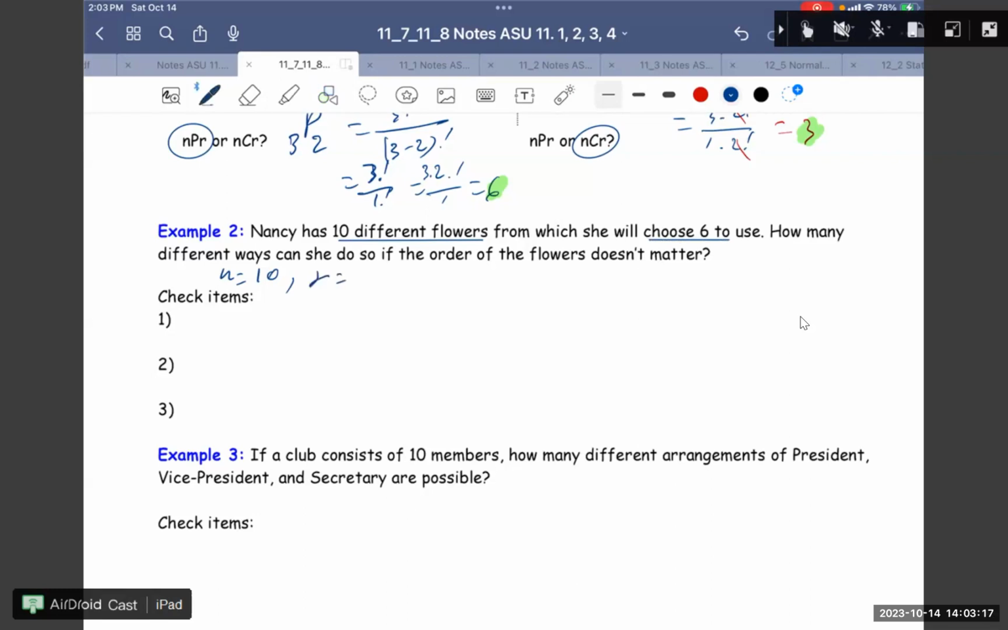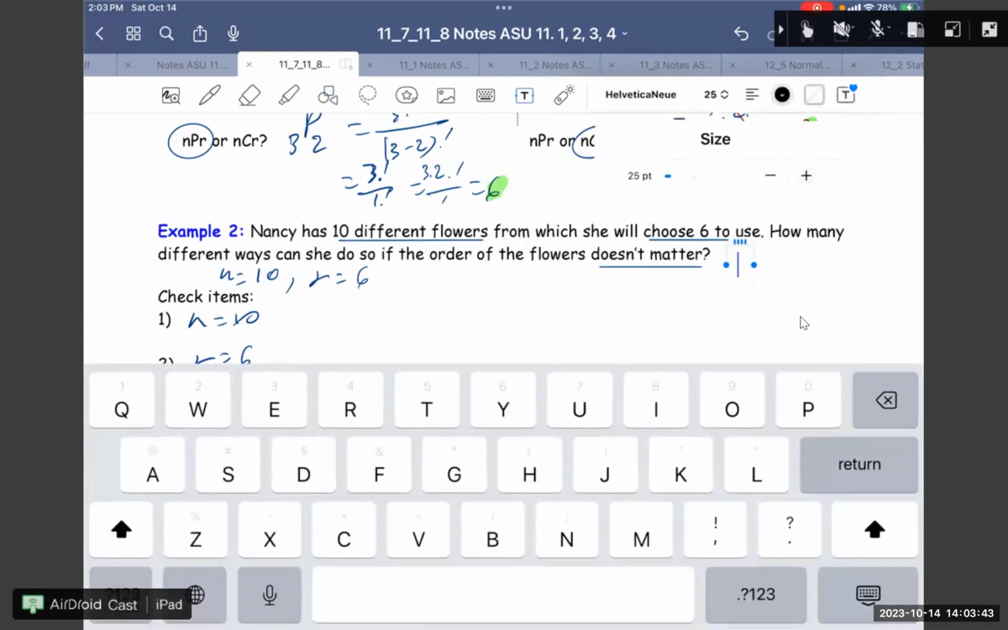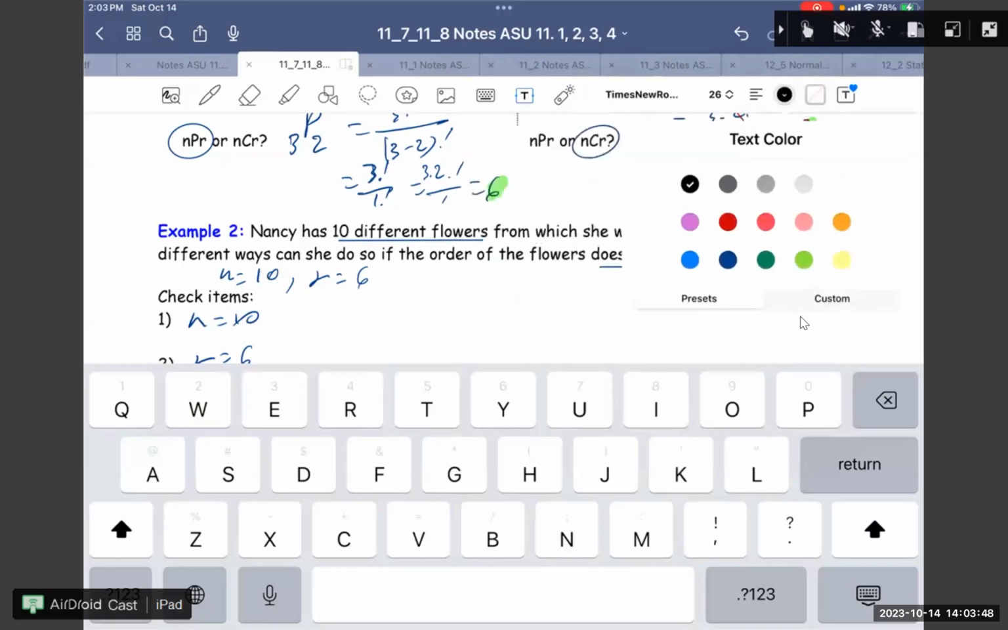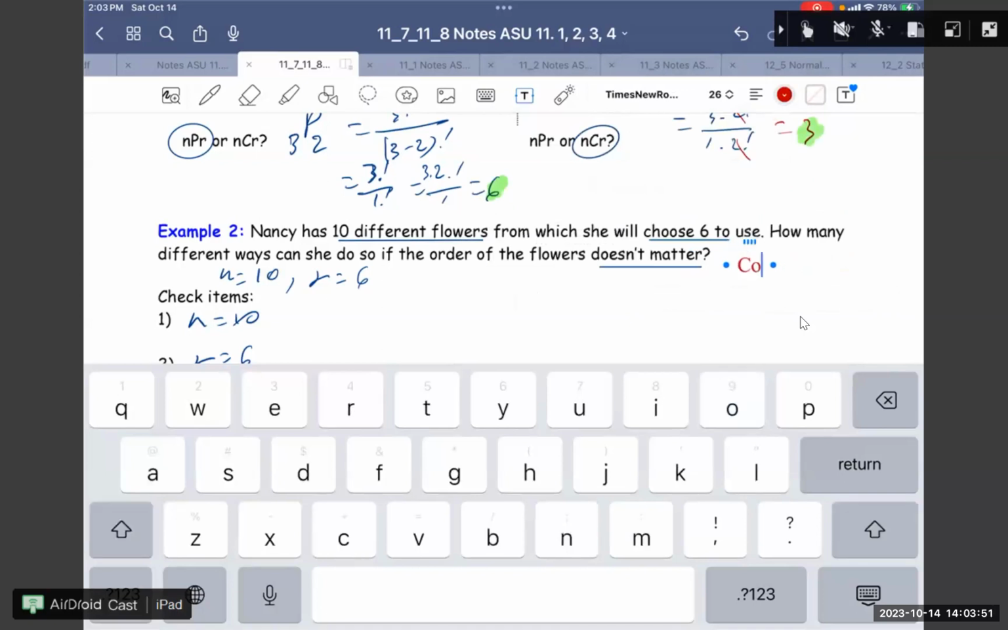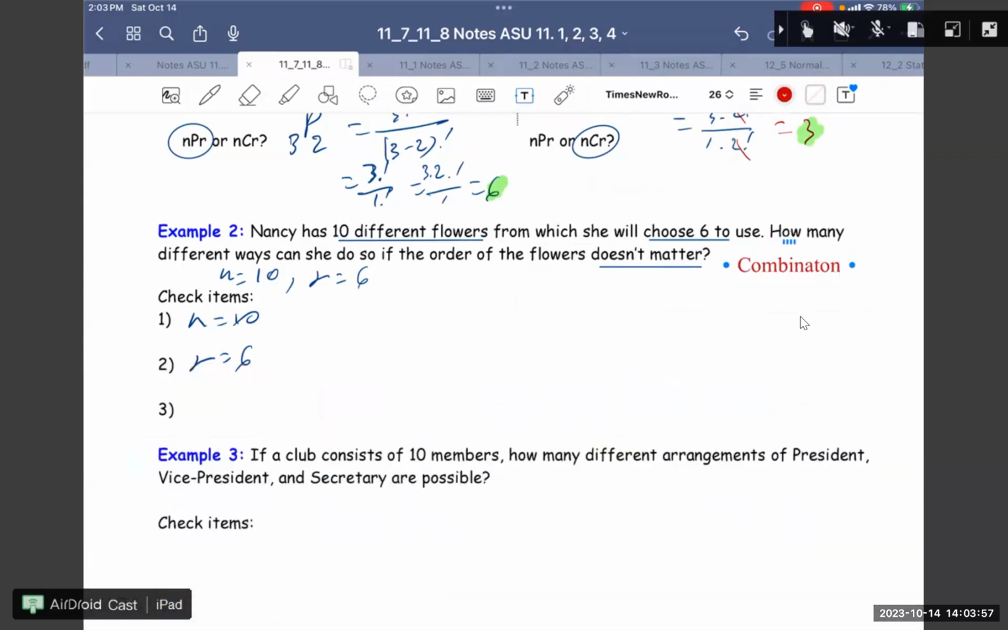So R is 6, right? So which one do we use? This one, it doesn't matter. So right now we have N equals 10, R equals 6. If the order doesn't matter, what is that? Combinations, right? So this one should be a combination. We have to indicate that it's a combination.